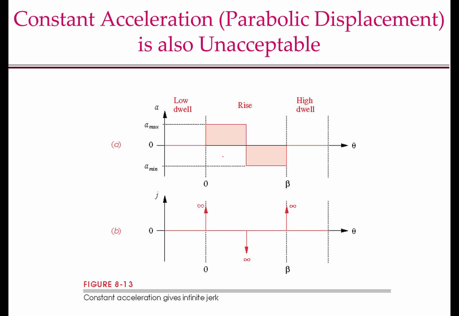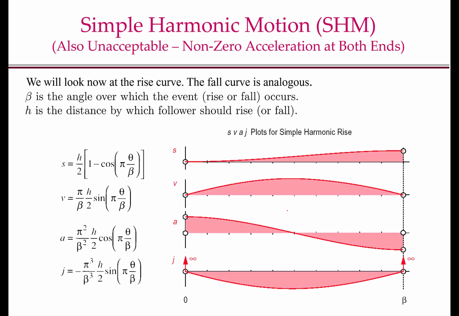Now I could go to a constant acceleration motion or a parabolic displacement motion. For part of the rise motion, I have a constant acceleration and then I switch to a constant deceleration. However, this is not a good motion because at these points my jerk becomes infinity. Another option is to use simple harmonic motion. And for the simple harmonic motion, we will restrict ourselves to look just at the rise curve. The fall curve will be analogous.